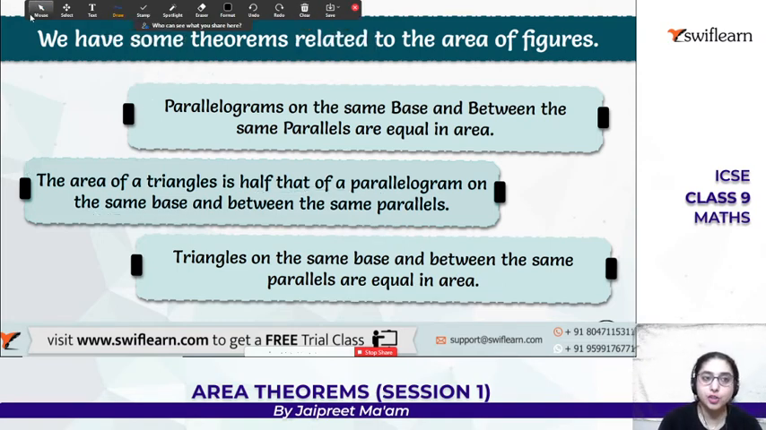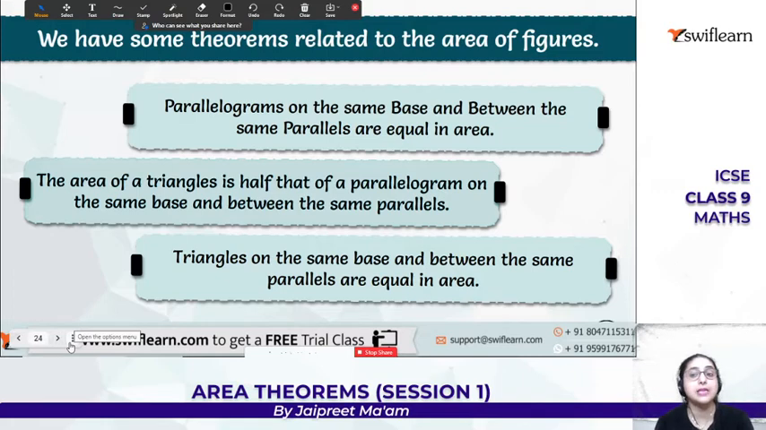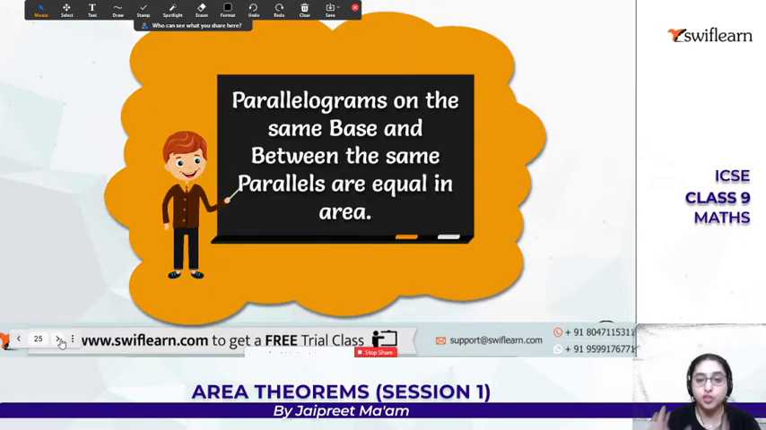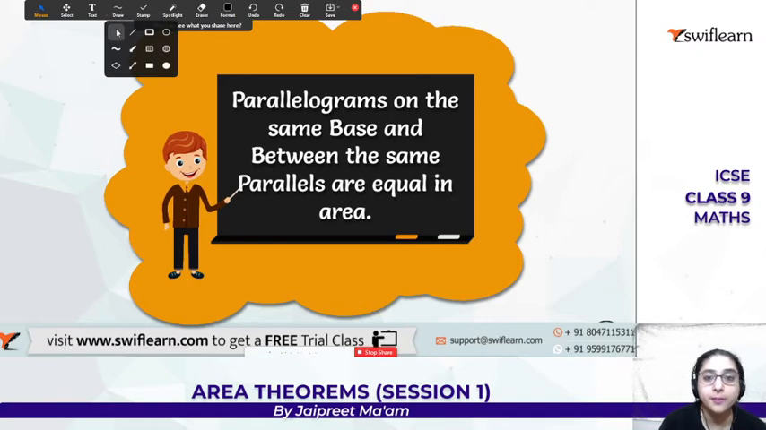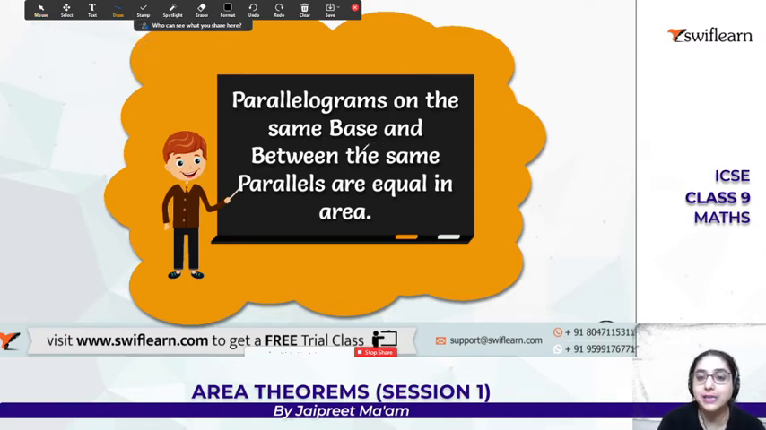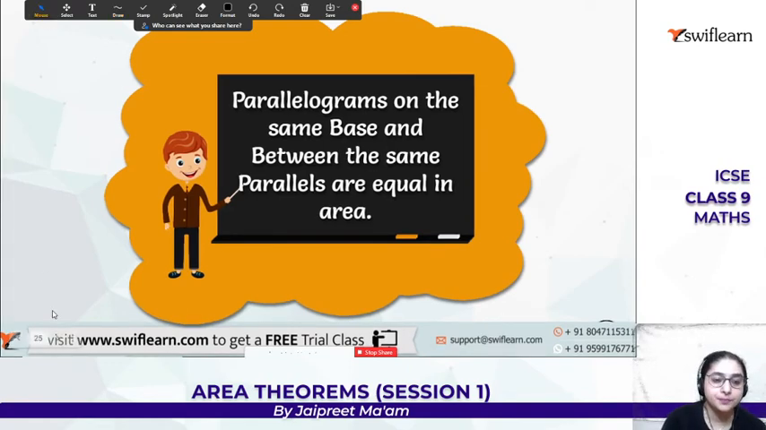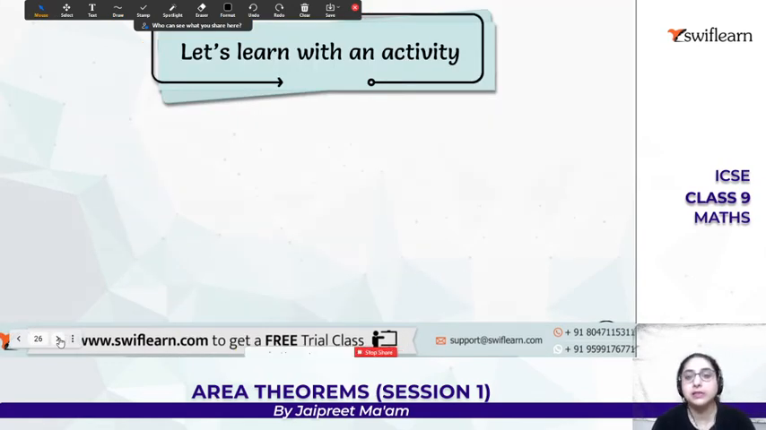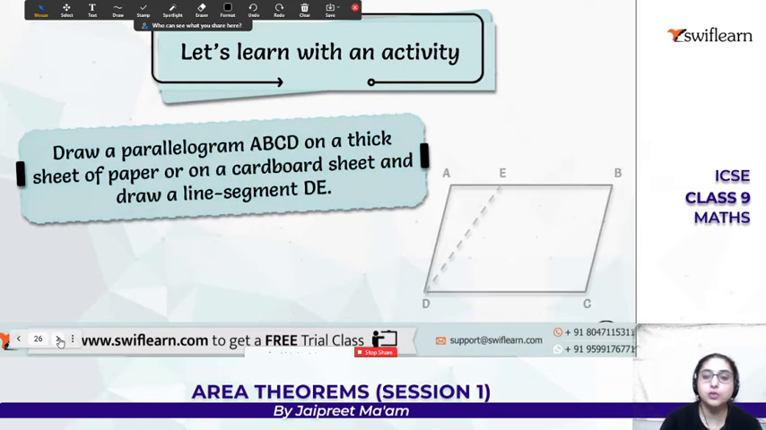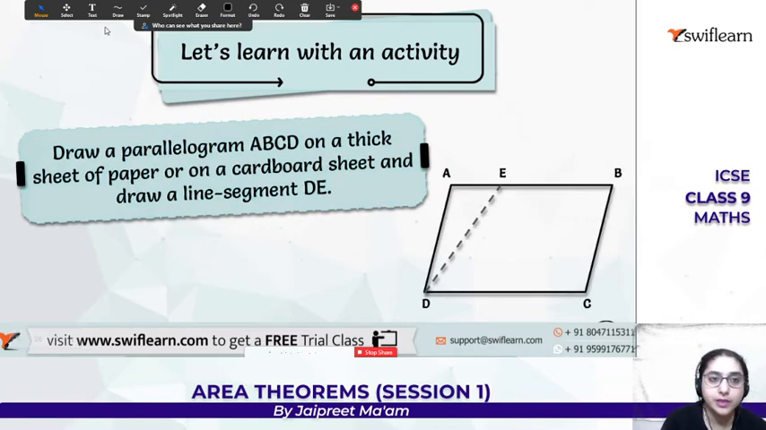In examination you will get questions like: prove that parallelograms on the same base and between the same parallels are equal in area. The statement will be given, and you have to prove it using the shapes. So first we will learn parallelograms on the same base and between the same parallels are equal in area. Let's learn with an activity.